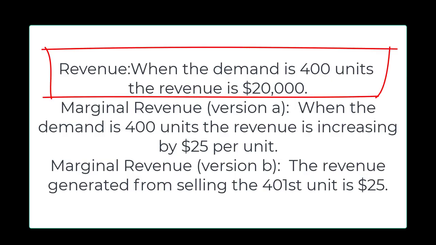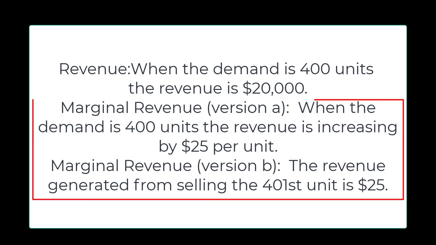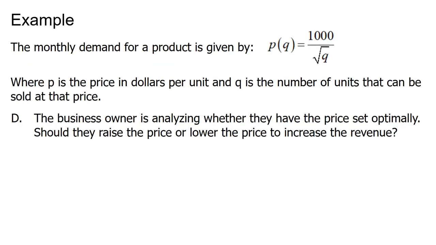To interpret the revenue value, we would say when the demand is 400 units, the revenue is $20,000. To interpret the marginal revenue, we would say one of two things. We could say when the demand is 400 units, the revenue is increasing by $25 per unit, or we could say that the revenue generated from selling the 401st unit is $25. In this last part, it says the business owner is analyzing whether they have the price set optimally. Should they raise the price or lower the price to increase the revenue?